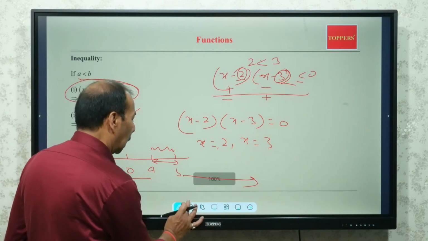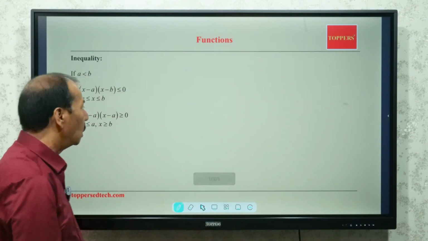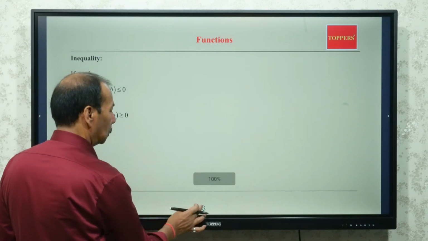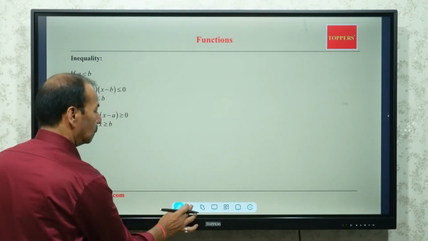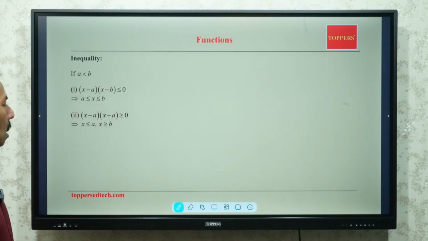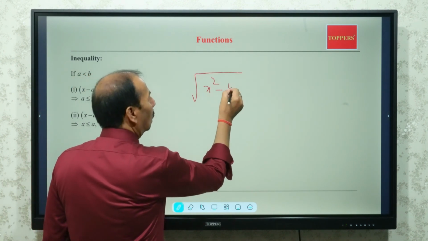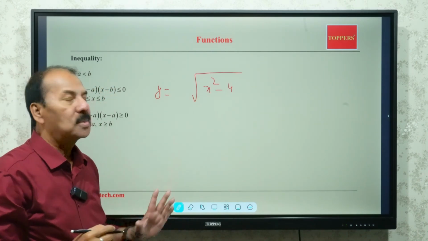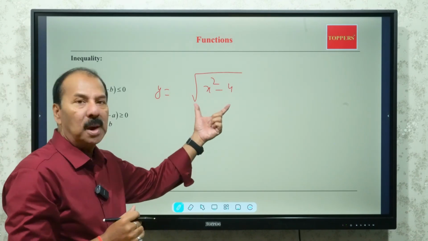Now, just to take some example. Just to calculate the domain of the function, let us take some example. Let us consider the mathematical expression, specifically y equals the square root of x squared minus 4. We want to calculate the domain of this one. Now, domain of this function is to be calculated.